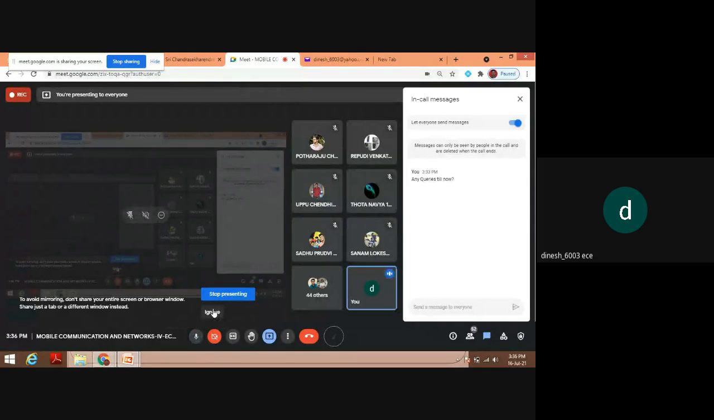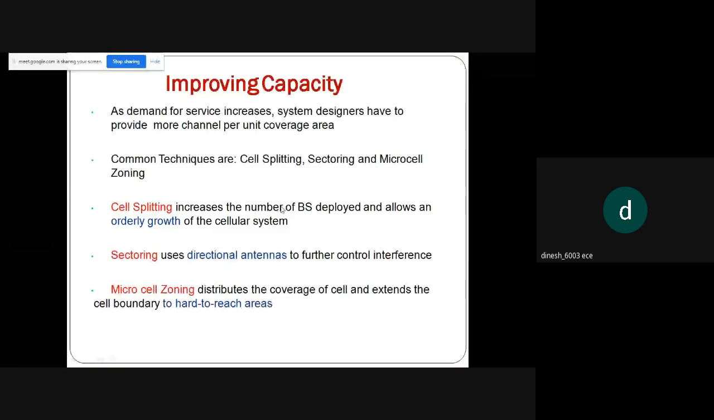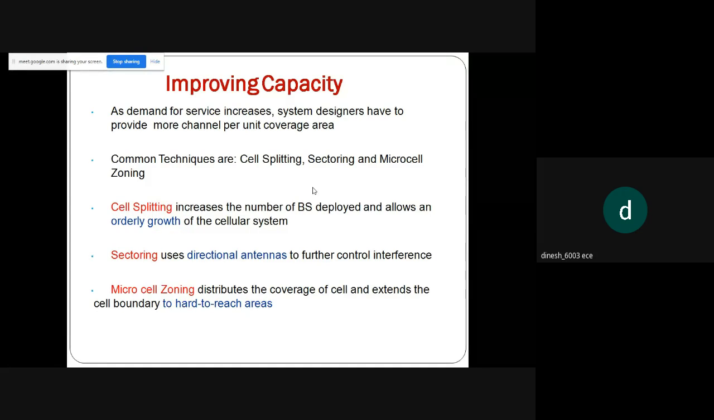Since I couldn't find any queries in the chat box, I proceed to the next topic, which is improving capacity. As more users are being added to the existing network, the area of coverage should be increased. Some of the techniques to improve that are cell splitting, cell sectoring, and microcell zoning.